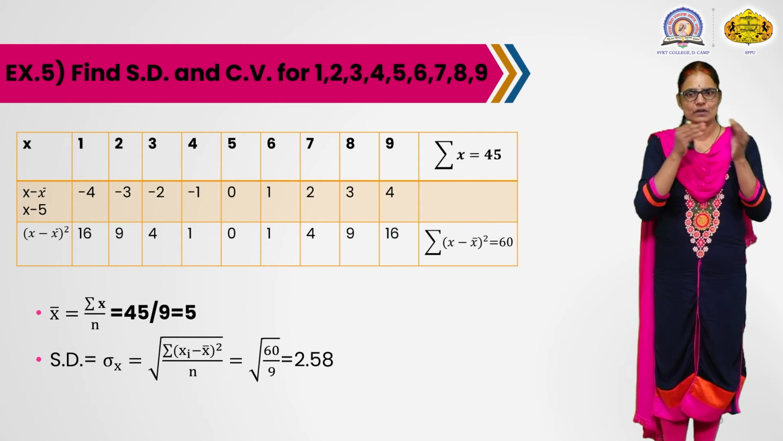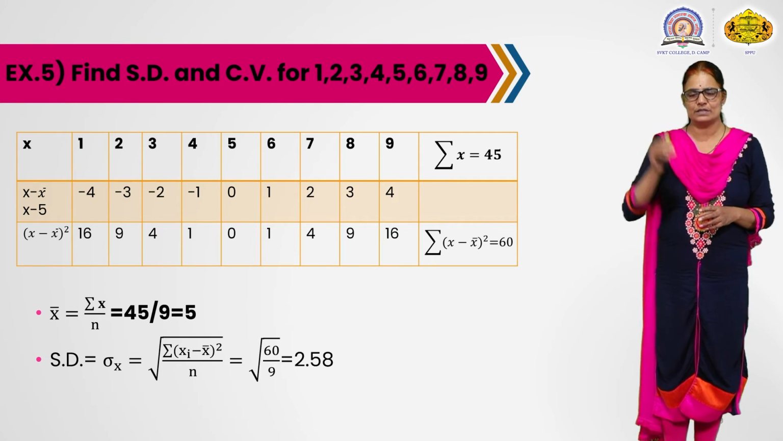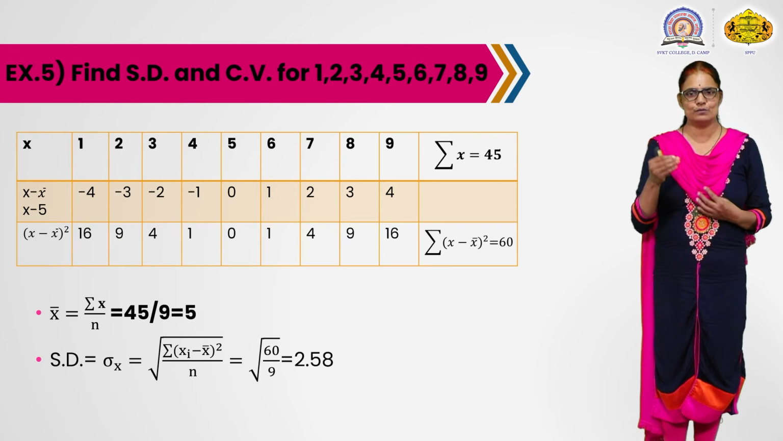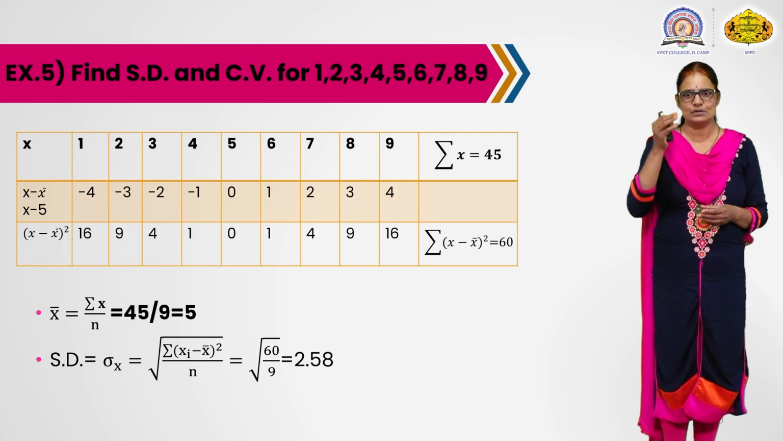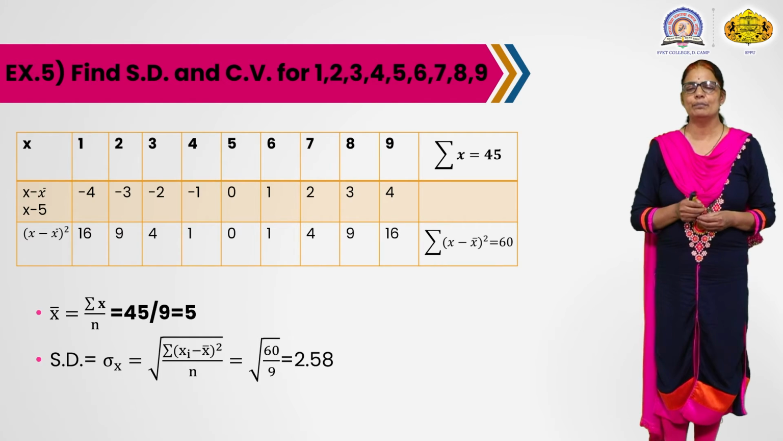So, what are the observations 1 to 9? Now, add all the observations, 1 plus 2 plus up to 9. The summation of all observations is 45 here. So, 45, then calculate the mean.